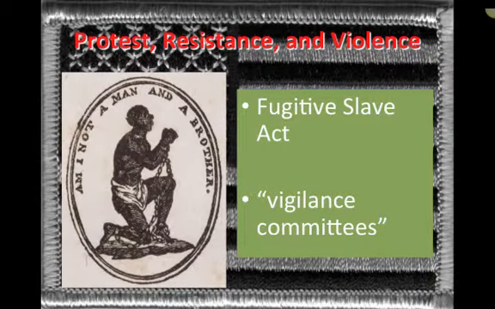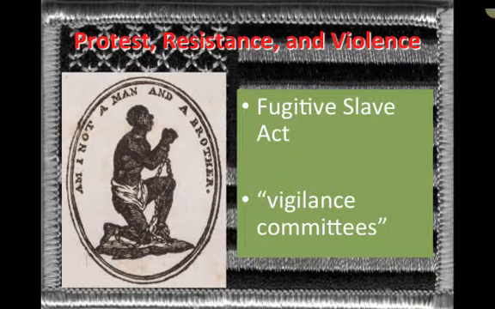One of the big compromises we see being made is the Fugitive Slave Act. This act said that fugitive slaves were not entitled to a trial by jury. Anyone convicted was fined $1,000 and imprisoned up to 6 months for harboring or helping a slave. Some Northerners fought against it, forming vigilante committees to send endangered slaves to Canada for safety.